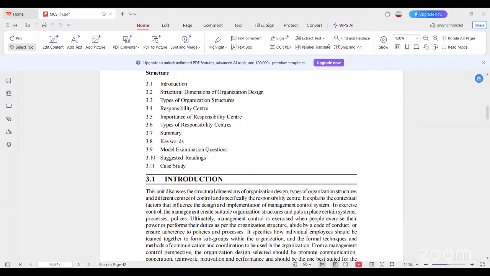So, in our last class, we finished our unit 2, in which we saw all the variables of your management control system. Then we saw different categories of MCS, different types of MCS, what the attributes and features of it are. Okay. Now, in today's class, we'll continue with your third unit.